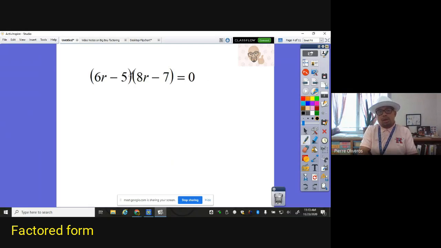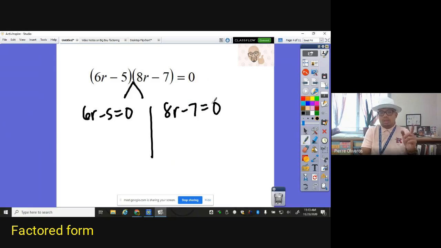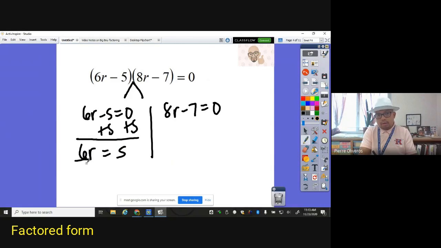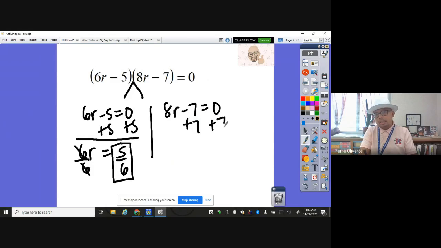Next, 6r minus 5 times the quantity 8r minus 7. Again, this is already in factored form, so just set them equal to 0. 6r minus 5 is equal to 0, and the other one is 8r minus 7 is equal to 0. Add 5 on both sides. In order for us to isolate the r, 6r is equal to 5. Divide by 6, divide by 6, cross it out. So therefore, the value of r here is 5 over 6. Add 7 here. 8r is equal to 7, divide by 8, divide by 8, cross it out. So therefore, r is equal to 7 over 8.